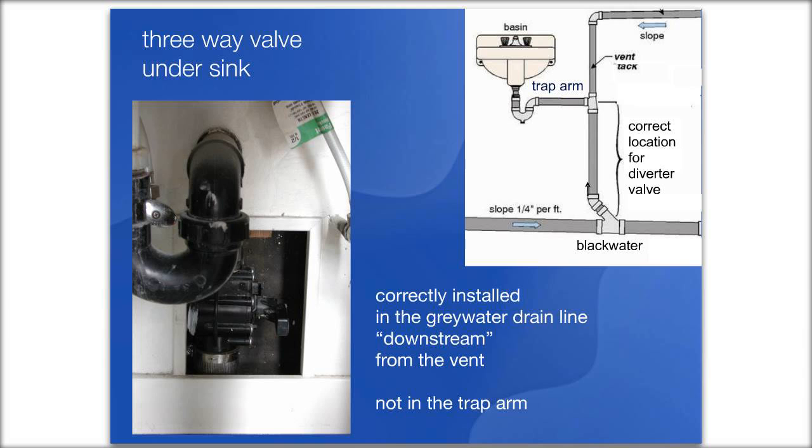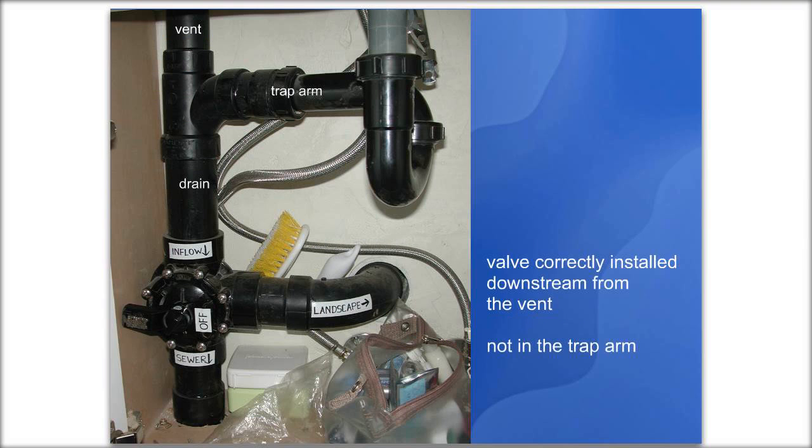And on the left, you see a picture of a trap under a sink, and they've just cut into, made a little access panel in the wall behind the sink and installed the three-way valve right there so you can reach it easily just by going inside the wall and turning the handle. So that's in the correct location.